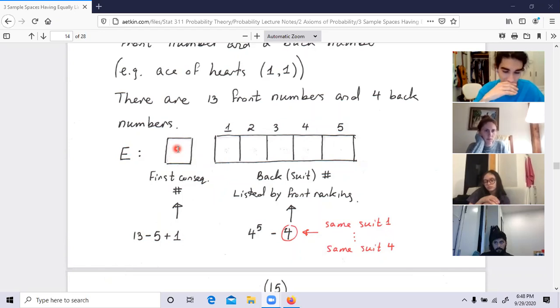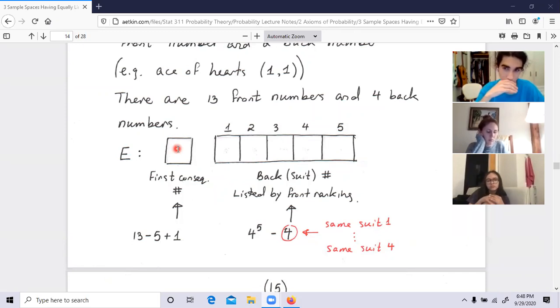So I take 13. I need to go back from 13 by 5 units. So it's 13 minus 5. But the 5 that I subtracted includes all the consecutives, so plus 1 gets me to the first consecutive. You understand? 13 minus 5 means coming below the first consecutive, plus 1 returns to the first consecutive. Does it make sense to everybody? Just basic algebra.